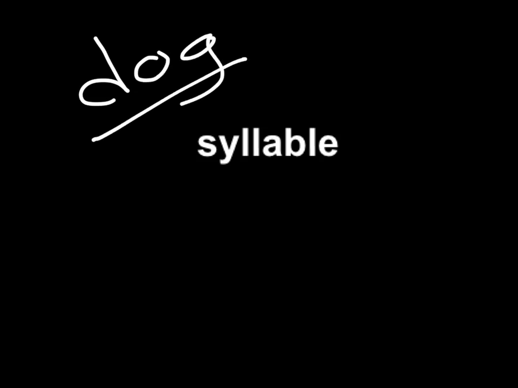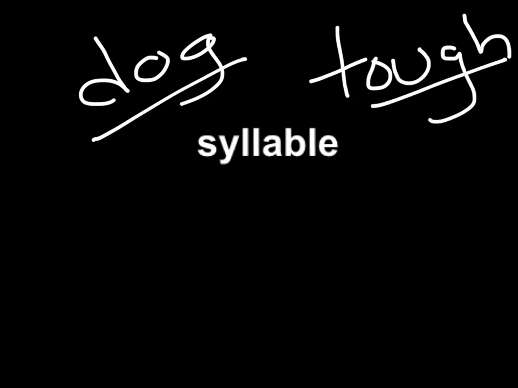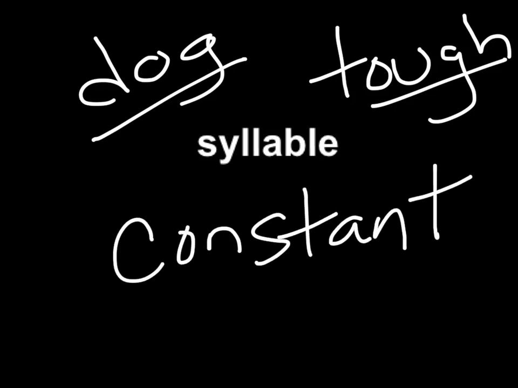Let's first review what a syllable is. All words and sentences are made of beats or syllables. For example, a one-syllable word, such as dog, has one beat. A one-syllable word such as tough has just one beat. Constant, for example, has two beats or syllables.